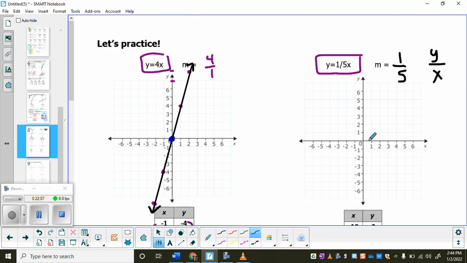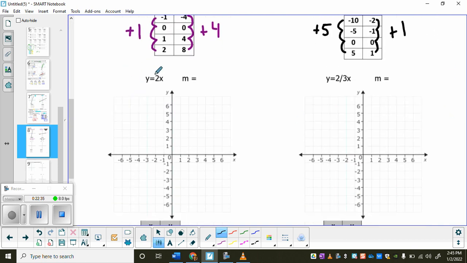And now again, we're going to plot. It's going to start at the origin. And we're simply going to go up 1 and then over 5. Now we're going to really run off the graph here. So let's go down 1 and then back 5. And even though we're off the graph, I have these 2 points right here. That's enough to connect. And there's my proportional line, 1/5 x. Okay?